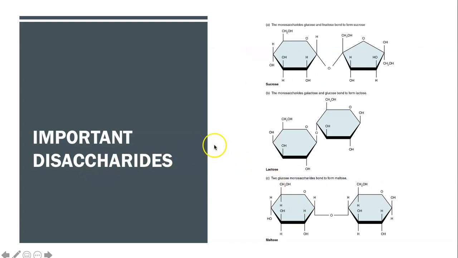Here's the important disaccharides. These are sucrose, commonly referred to as table sugar; lactose, which you commonly might hear called milk sugar; and maltose, or malt sugar. Notice that they're both disaccharides, but they're disaccharides combined of two different monomers. So glucose and fructose makes sucrose. Galactose and glucose makes lactose, and two glucose molecules make maltose.